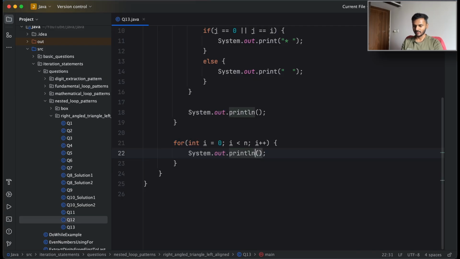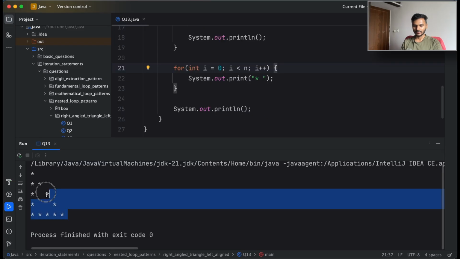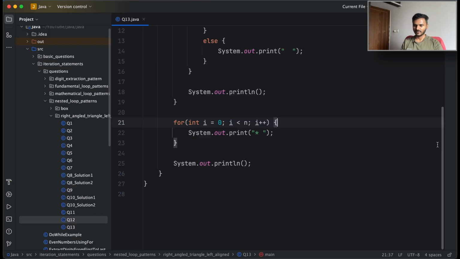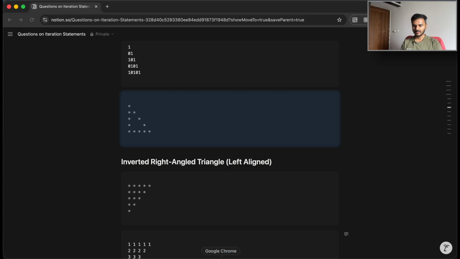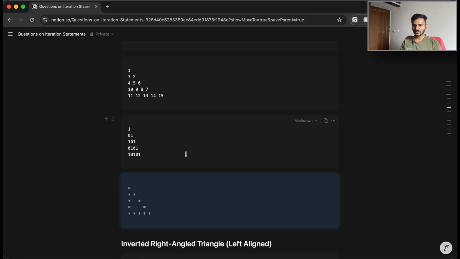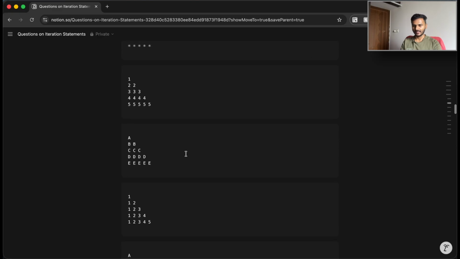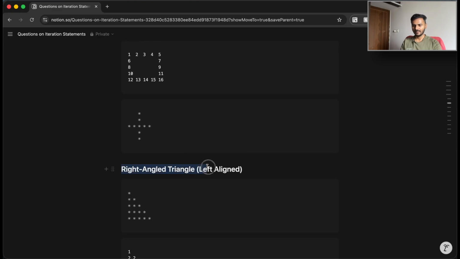And all we will do here is print an asterisk with a space, and let's put an empty println statement over here, although that won't matter. And let's run the code. And this is what we got. And this seems to be working absolutely fine, right? So with this, we've solved this question as well. And this was the last question of the subcategory right angle triangle left align.